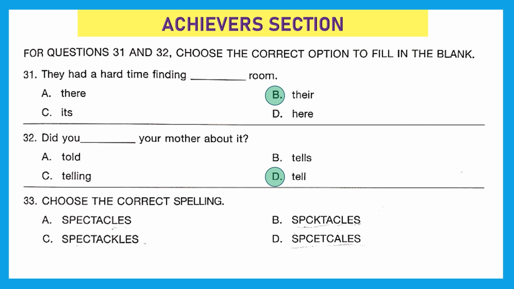Question 33. Choose the correct spelling. And it looks like they're talking about spectacles, which is a pair of glasses. The right spelling is in option A, S-P-E-C-T-A-C-L-E-S.